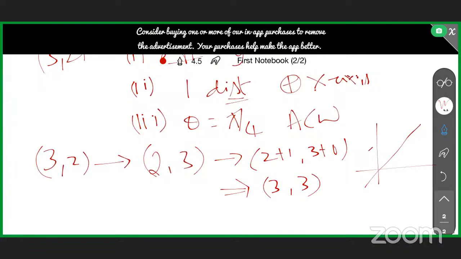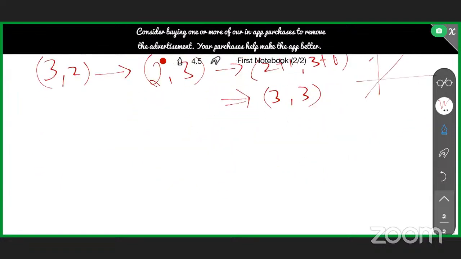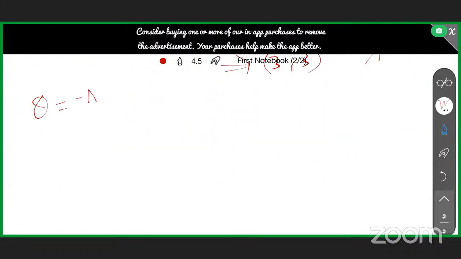Now this (3, 3) will become a new point when the axis is rotated by an angle pi by 4 in the anti-clockwise direction. That means my theta is equal to minus pi by 4. So what happens? I want to find out, just a minute.